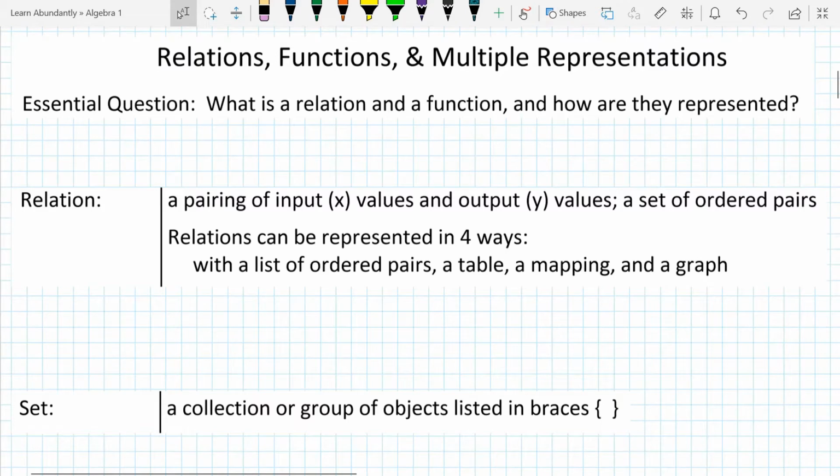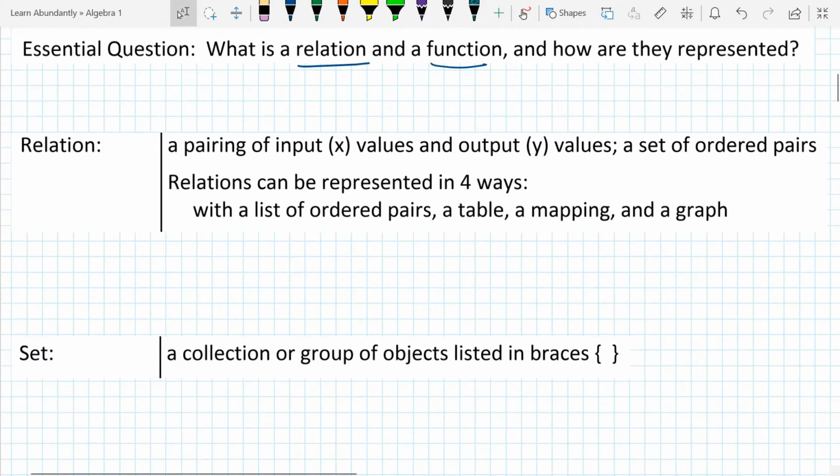The essential question here is, what is a relation and a function, and how are they represented? So we've got a few keywords: relation, function. The first one is relation, and that is a pairing of an input, or x value, and an output, or y value. And then we usually get a set of ordered pairs. We could also represent that set of ordered pairs as a list, a table, a mapping, or a graph.